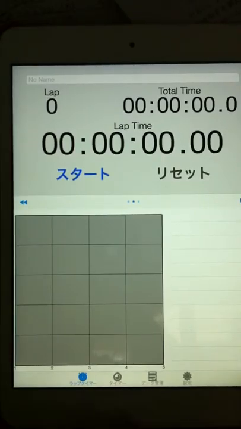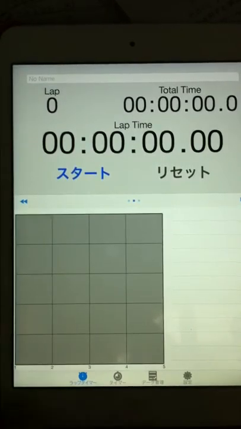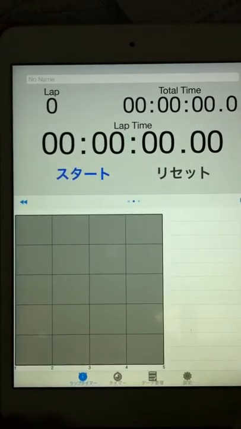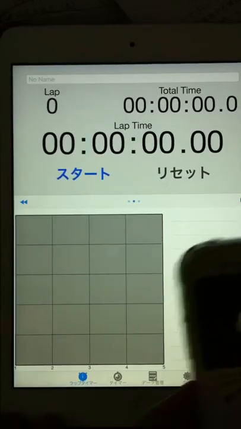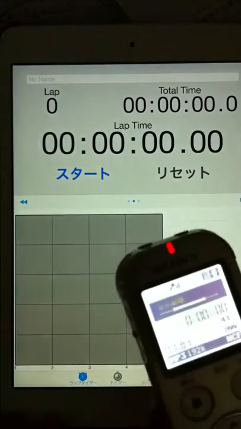Welcome to Every Morning Experiment on Timing Progression. Let's start tapping. Recording.